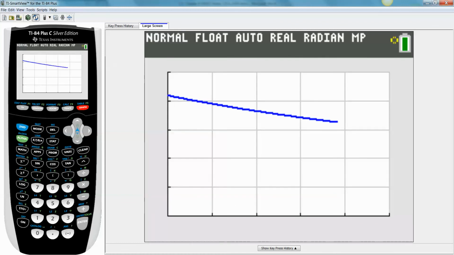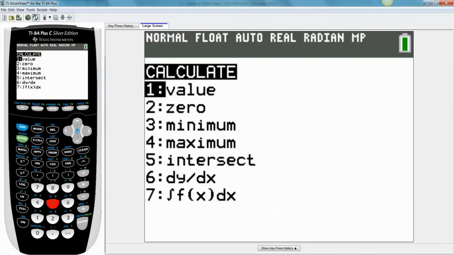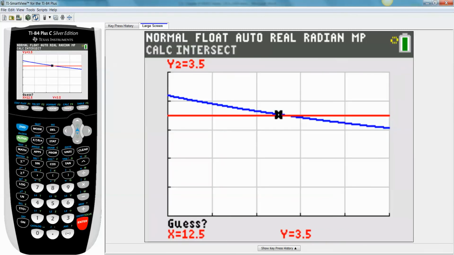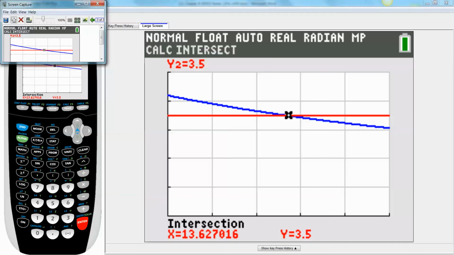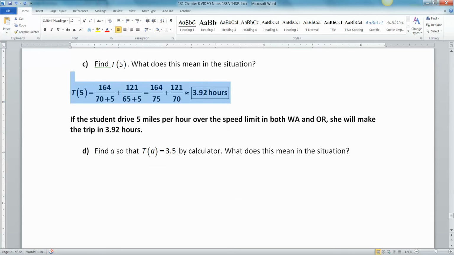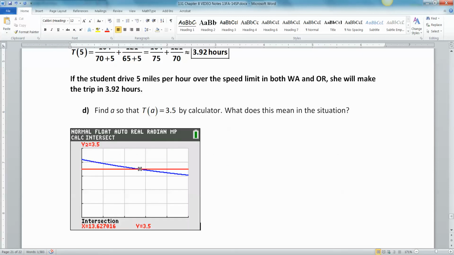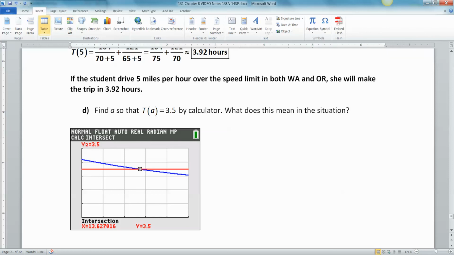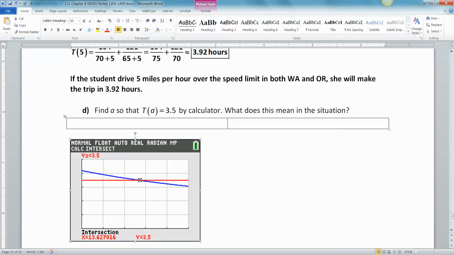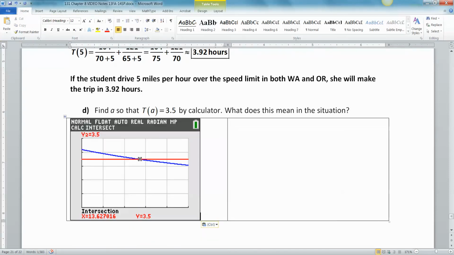So there's the function. The faster she goes, the less time it's going to take. Here's her time function. And then there's 3.5 right there. So you hit second, calc, number 5, enter, enter, enter, and there it finds it. 13.627. There, I've copied it, and I'm going to paste it in over here. Because you would, of course, draw a picture on your paper to verify that you did this by calculator, and you would label it, just like the computer capture here has labeled it.